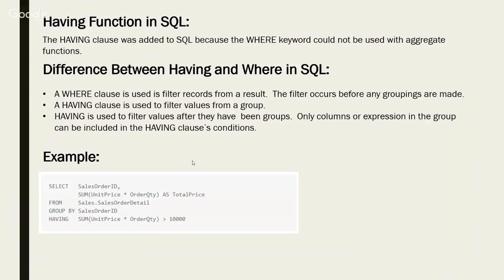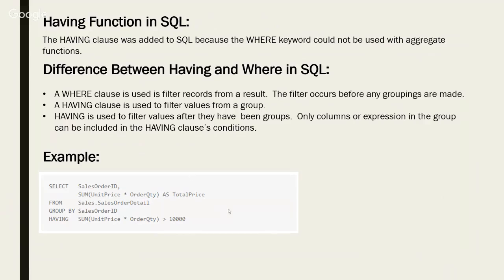Another difference is that the having clause is used to filter values from a group, that is, to filter values after they have been grouped, and only columns or expressions in the group can be included in the having clause condition. You can look at the example I have shown at the bottom of the slide.